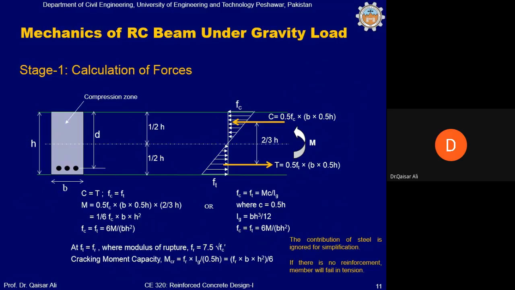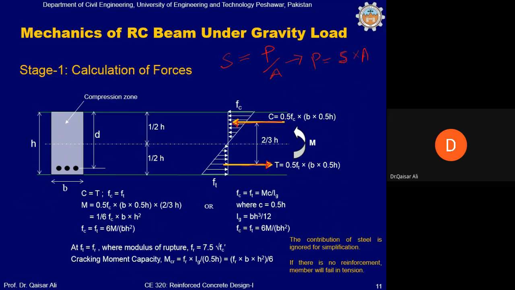Okay, now corresponding to the same stage 1, we can write down the resultant force C and the resultant force T. In the bottom fibers we have resultant force T, and in the upper fibers we have resultant force C. You know that stress is equal to P divided by area, and P is equal to stress times area.